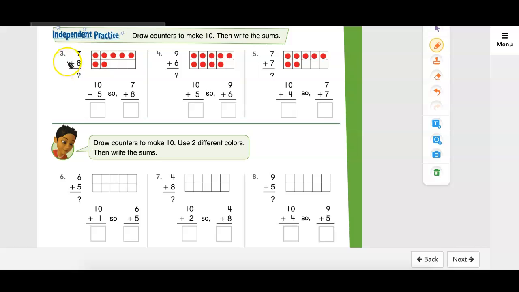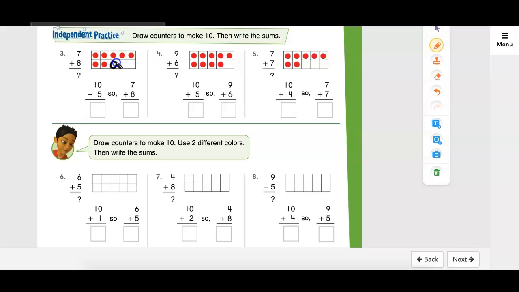So let's look at number 3. Number 3 says 7 plus 8 equals question mark. So our directions tell us to draw counters to make 10, then write the sums. So we are going to be just what we saw us doing in the guided practice and in the video. So we already have 5, 6, 7. So we have 7. Now we need to add 8. So we are going to draw 8 counters.